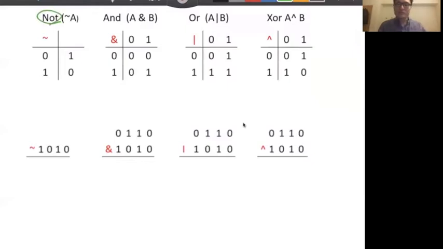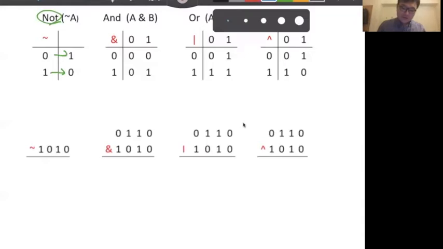Let's take a look at NOT. The NOT means we try to do a reverse. So if we have zero, it will change to one. One will change to zero. That's it. Very simple, right? The other operators are still not so difficult, a little bit more complicated, but not so difficult. The next one is the bitwise AND.